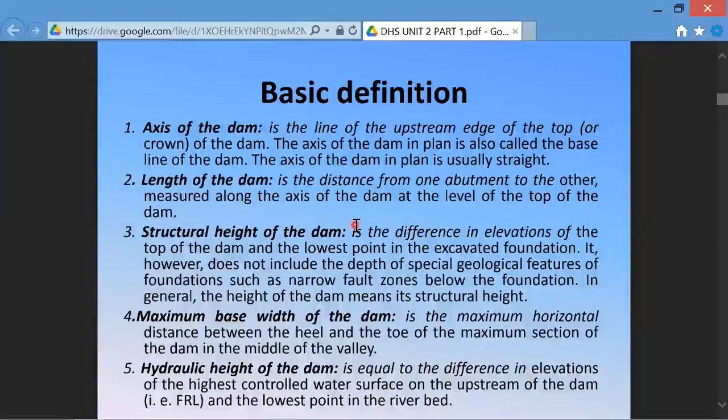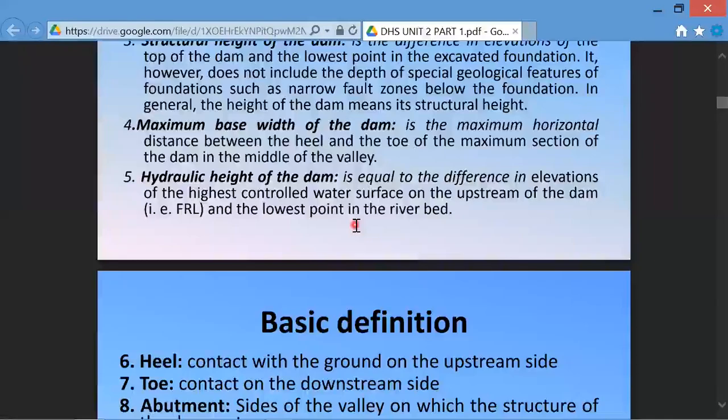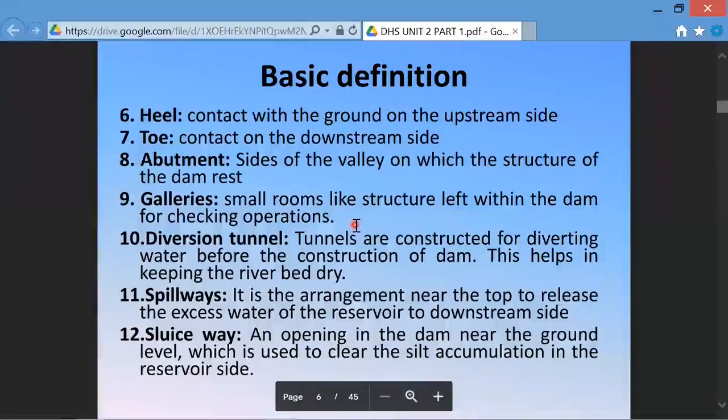The structural height of the dam is already explained. Then maximum base width: the maximum horizontal distance between the heel and toe. Then hydraulic height, that is the height of the water contained on the upstream side. So these are the normal basic definitions. Heel, toe, abutment: the sides of the valley are nothing but the abutments. So toe is nothing but the contact or base at the downstream side. Heel is the base at the upstream side.